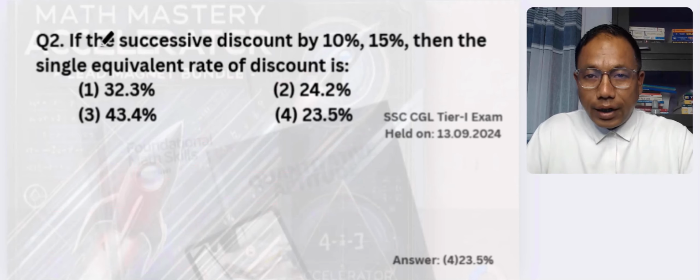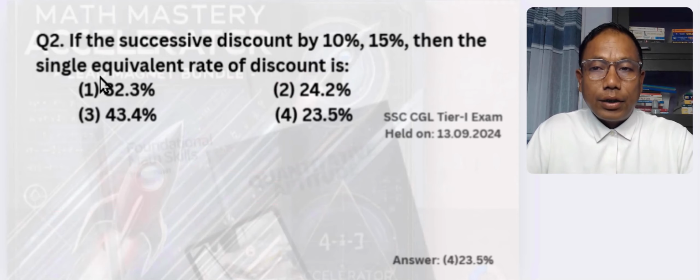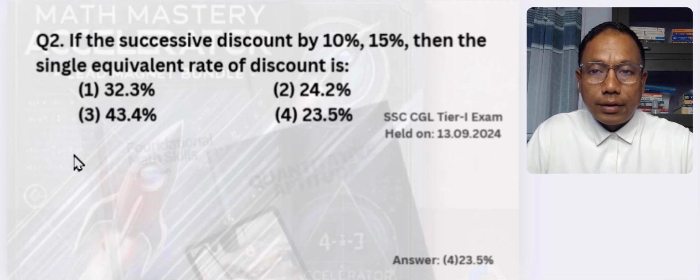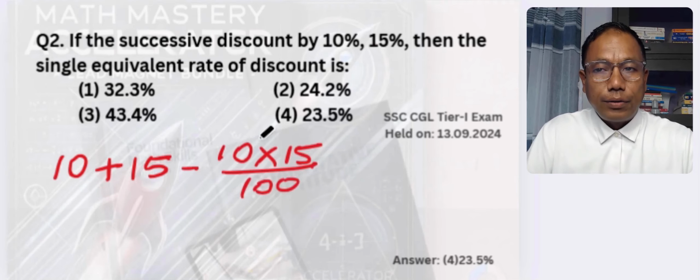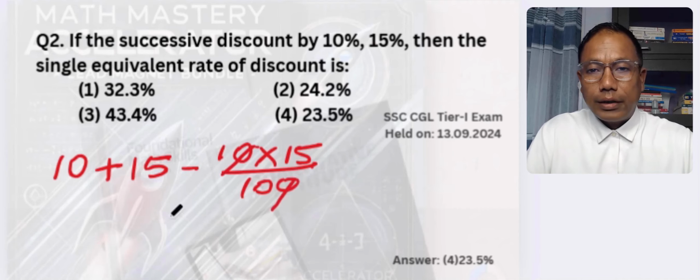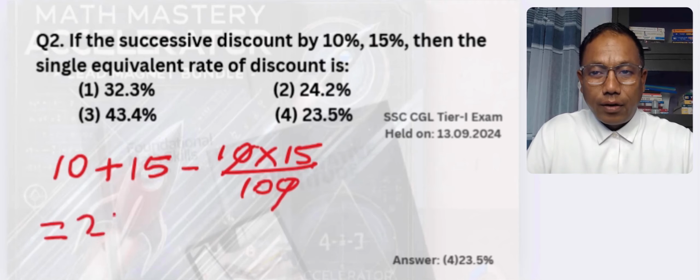Question number 2. If the successive discount is 10% and 15%, then the single equivalent rate of discount is 10 plus 15 minus 10 into 15 by 100. Cancel 0, 0. Don't cancel anymore. 10 plus 15 is 25 minus 1.5, divided by 10 is 1.5.